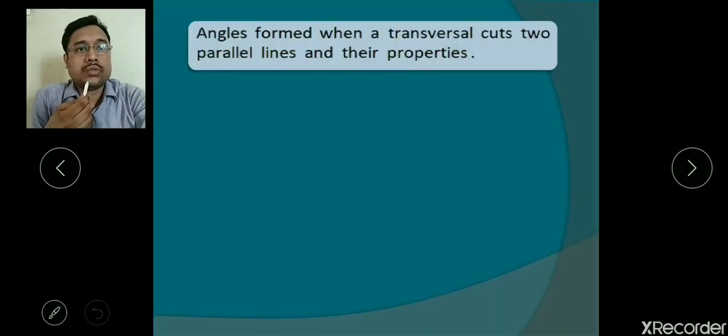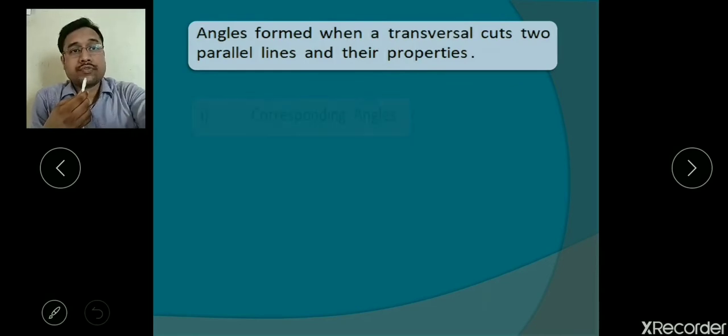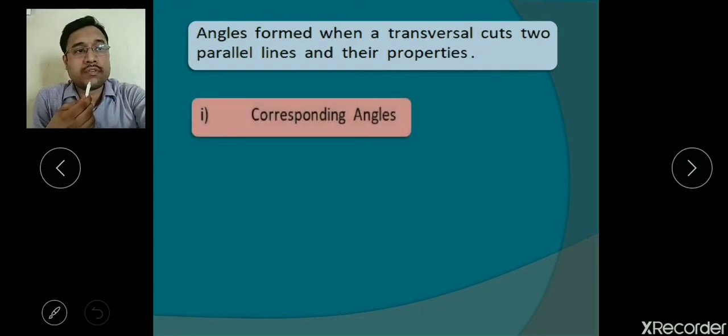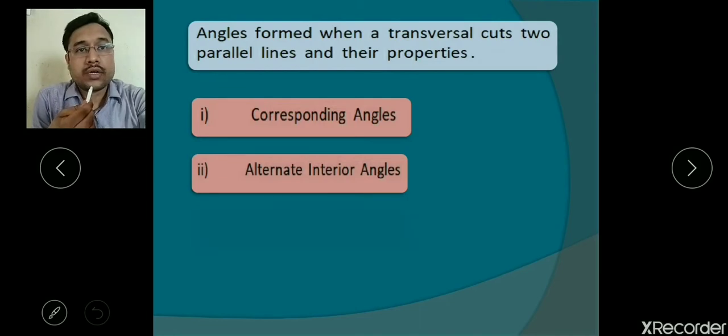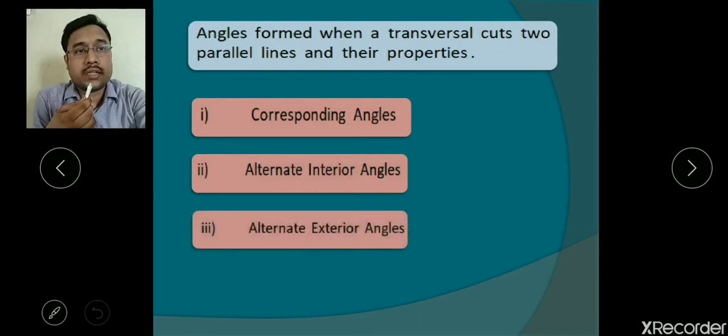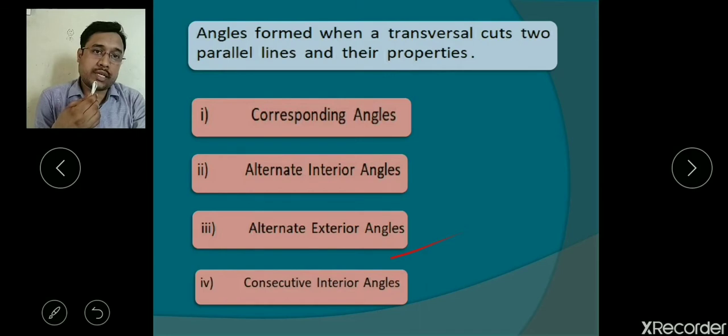Now next, the angles formed when a transversal cuts two parallel lines, and their properties. The first is the corresponding angles. Next, alternate interior angles. Third, alternate exterior angles. And then consecutive interior angles. One more angle is there, the consecutive exterior angle, which I will explain in the next class.